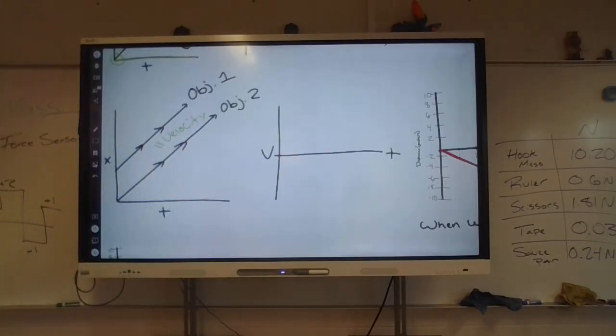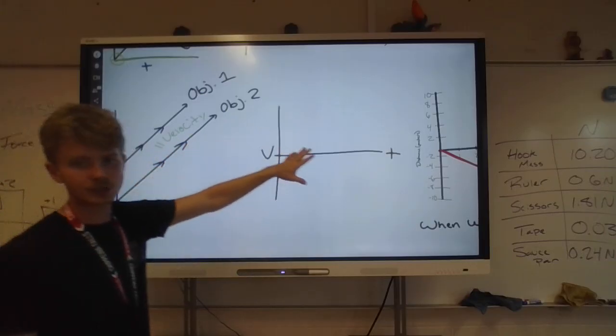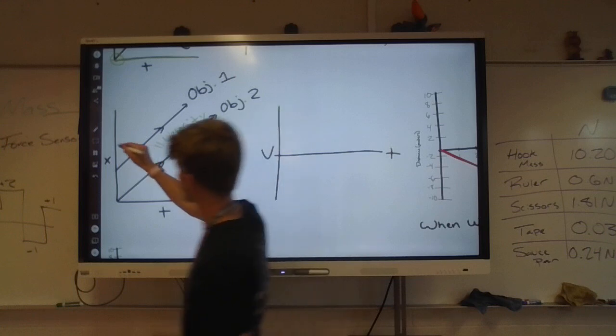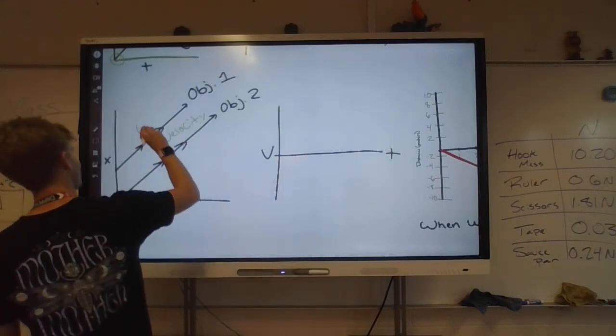Okay? So how am I going to graph that velocity over here if they have the same exact velocity and they both are moving up? So that is positive. This is a positive velocity for both of them.